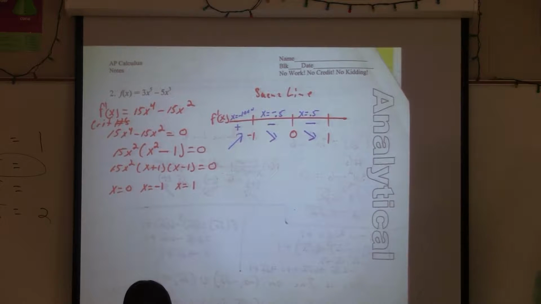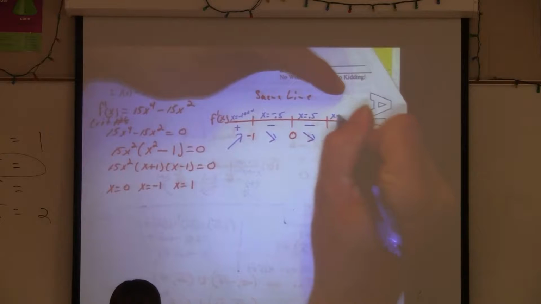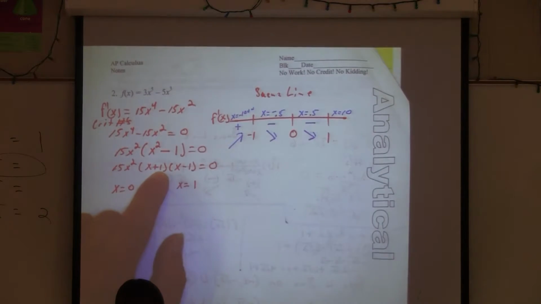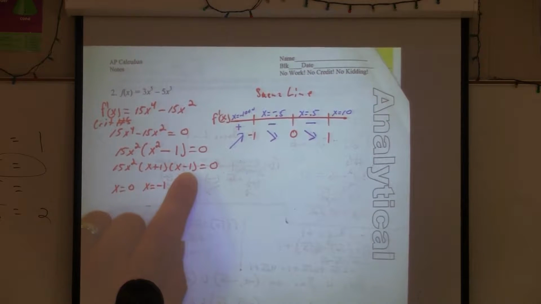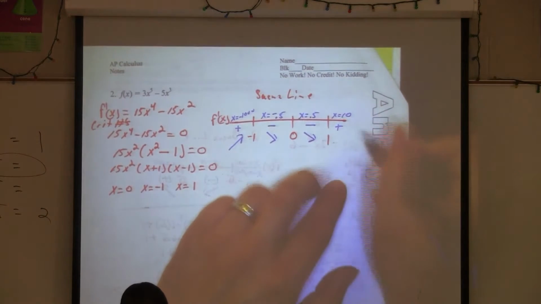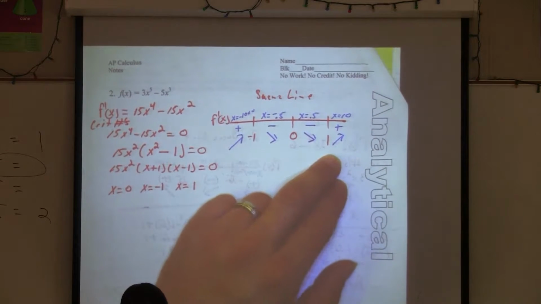And the last one, pick something greater than 1. 10. Put in 10. 10 plus 1? Positive. 10 minus 1? Positive. 10 squared? Positive. So positive times a positive times a positive equals a positive.